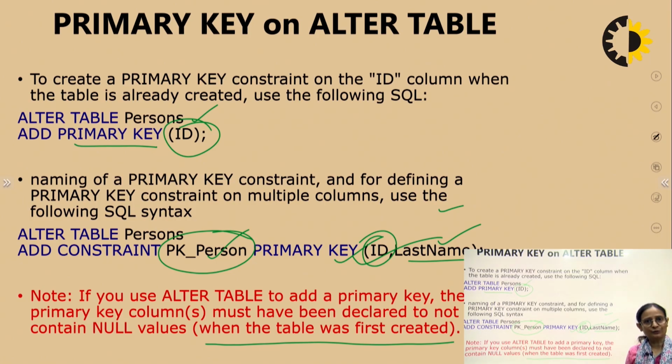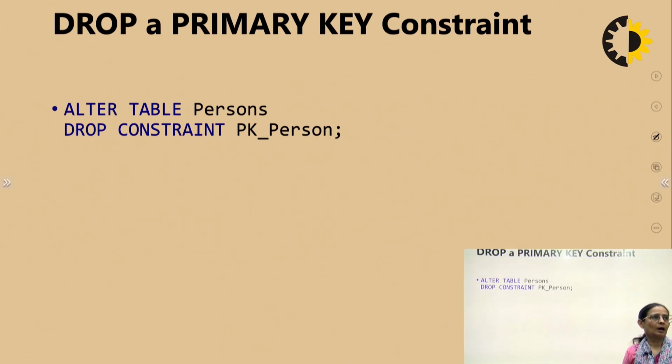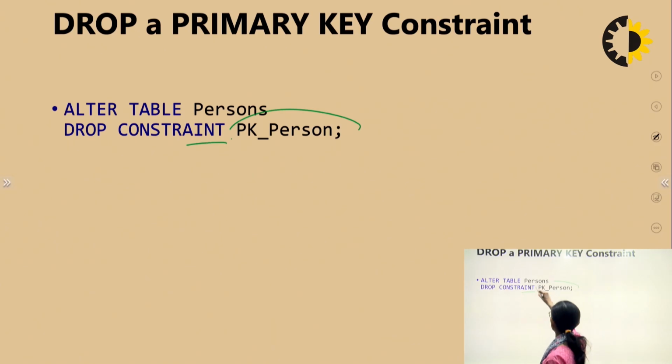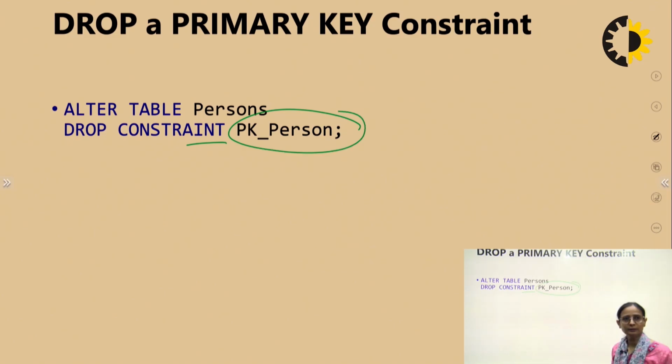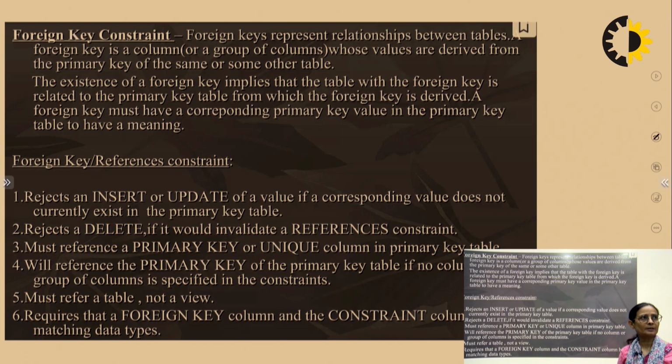Why? Because we are aware that the primary key is both NOT NULL as well as unique. So later on, if you want to add this primary key constraint, then that particular column should be declared as NOT NULL before adding this constraint. How will I drop it? Simple: DROP keyword, CONSTRAINT, and the name of the constraint, that is PK_Persons in this case.